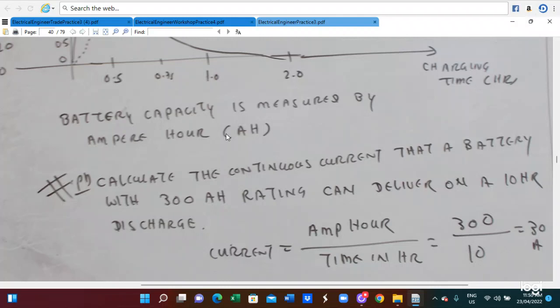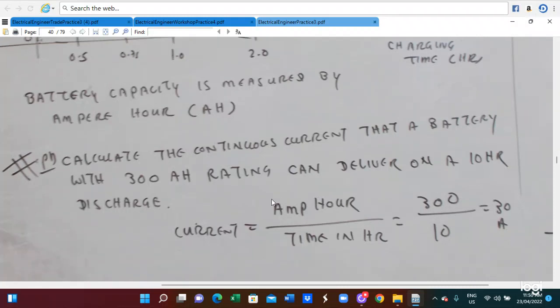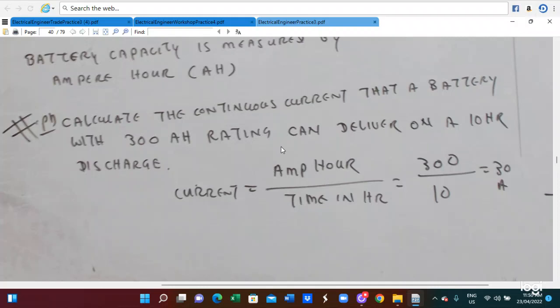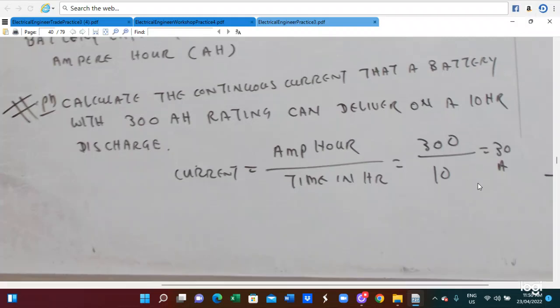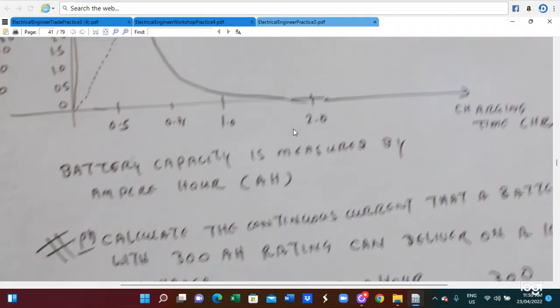So the battery capacity is measured by the ampere hour. We have to calculate the continuous current that a battery with a 300 ampere hour rating can deliver on 10 hour discharge. So the current equals ampere hour divided by time. So 300 ampere hour divided by 10 hours. So you get 30 ampere. So this is the battery charging and discharging diagram.